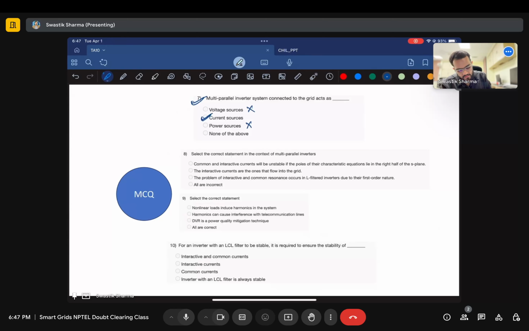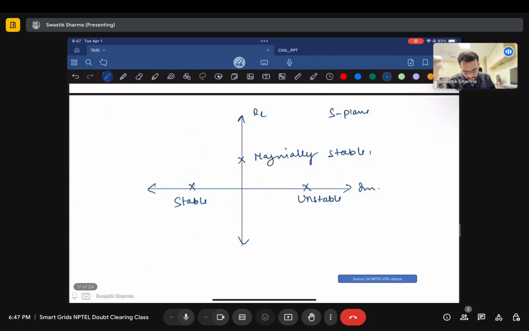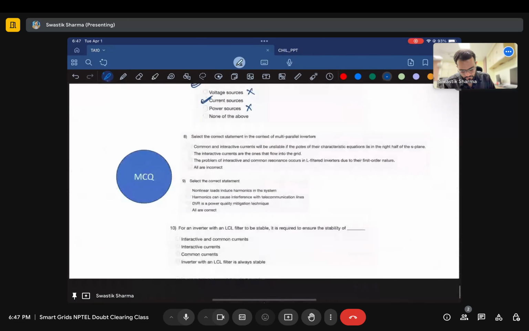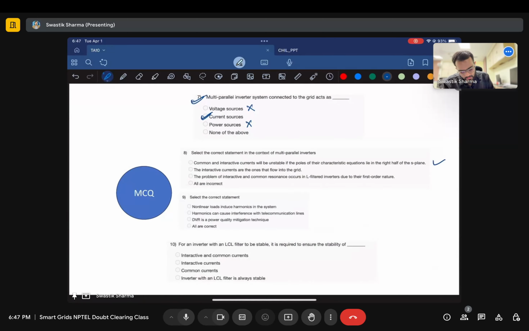8. Select the correct statement in the context of multi-parallel inverters. Common and interactive currents will be unstable if the poles of the characteristic equation lie in the right half of the S plane. So if the poles lie in the right half, we have an unstable mode of operation. So this is correct. Then the interactive currents are the ones that flow into the grid. Wrong. The problem of interactive and common resonance occurs in L filtered inverters due to their first order nature. So this is also wrong.